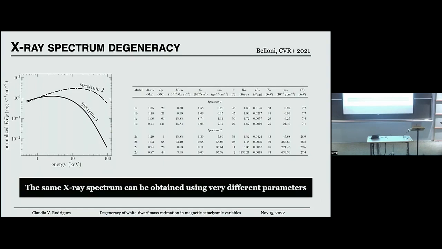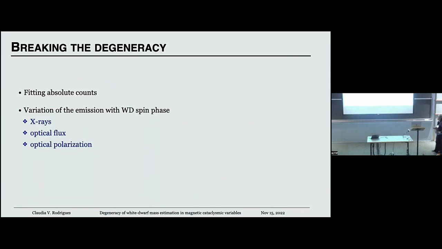Of course, you have a lot of parameters. This is the model, because in our code we have physical parameters and geometrical parameters, and when you consider all of these, it's really difficult to arrive at a good or unique solution. Okay, so how to break the degeneracy? You can try to fit in absolute counts, not only the shape of the X-ray spectrum, and you can now count on more observational constraints, more data.